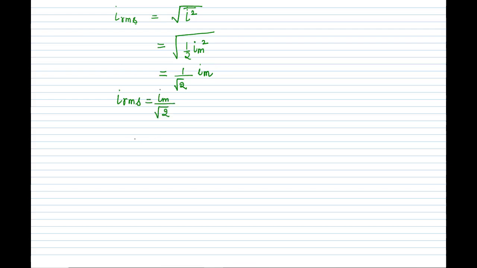Similarly, we can take the root mean square value of the voltage. So this is again under root average of the voltage, because these are in the same phase. So this will again be Vm upon root 2. Now we know the value of under root 2 is 1.414. If you take 1 upon 1.414, then it is 0.707. So this is 0.707 Im.